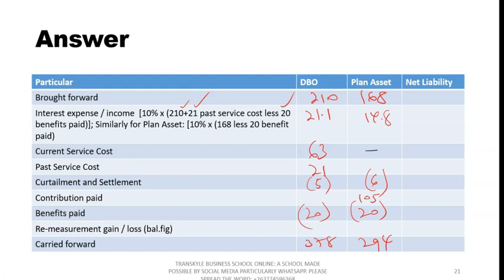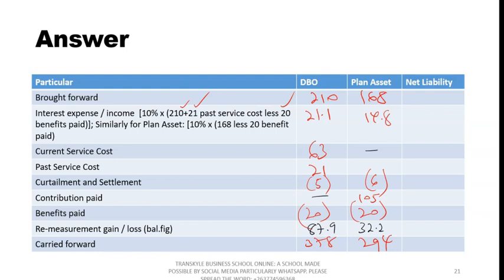Now let's determine the balancing figures for the remeasurement gain or loss. Using our calculators, we can see that there was an increase in the liability, the defined benefit obligation, of 87.9, and there was a decrease as well in the plan assets of 32.2. Once we have determined this, we then have to compute the net liability, which is just the difference of these two figures.